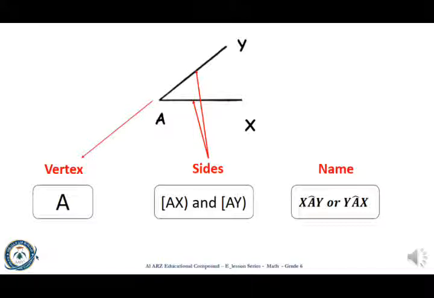And if they ask us to write the name of this angle, we say XAY or YAX. We put the hat above the name. It's enough to give one of these names.